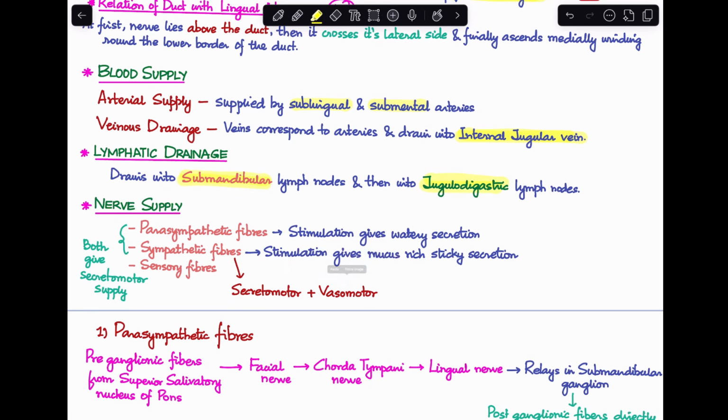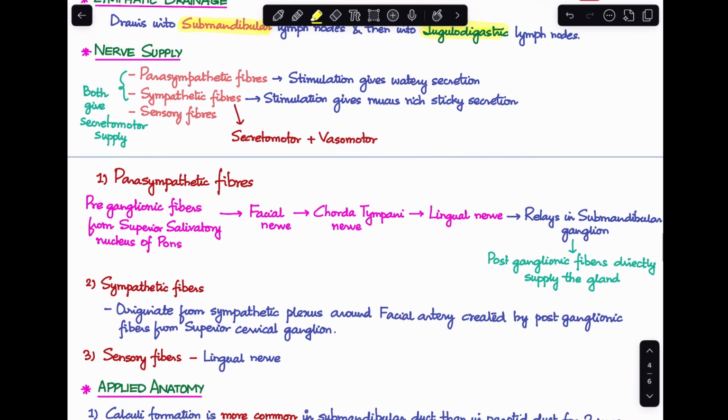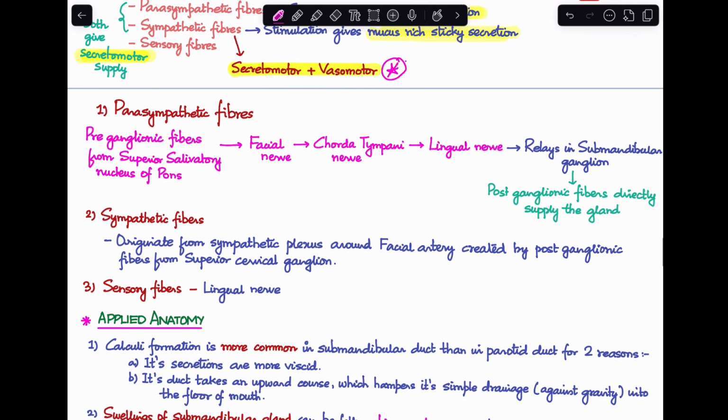Next, coming to nerve supply. Nerve supply can be divided into three parts: parasympathetic, sympathetic, and sensory fibers. Parasympathetic and sympathetic are both responsible for giving secretomotor supply. When the parasympathetic fibers are stimulated, it gives a very watery secretion, and when the sympathetic fibers are stimulated, it gives a mucus-rich, sticky secretion. And very important to remember here is that the sympathetic fibers give not just secretomotor supply, but also vasomotor supply as well.